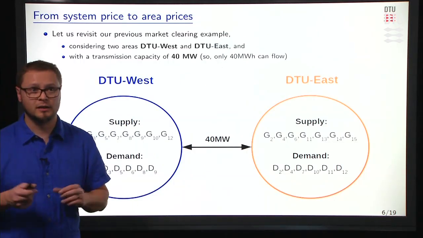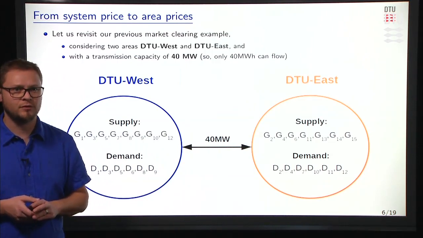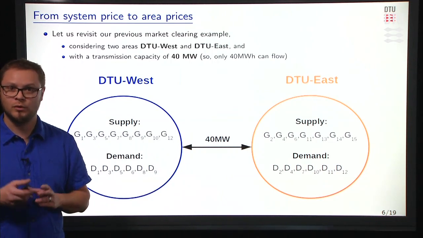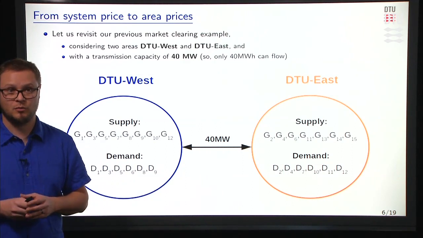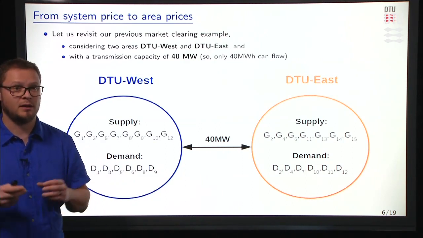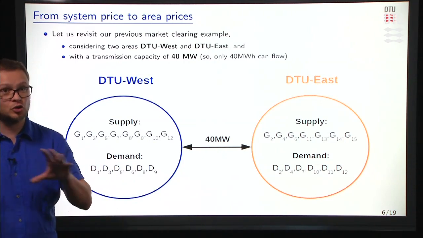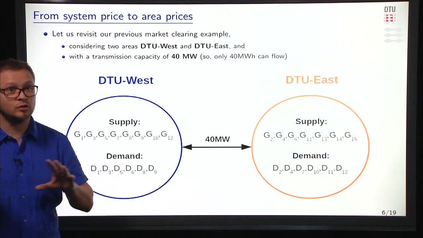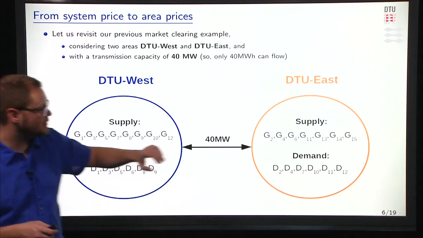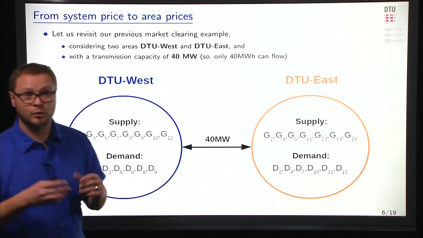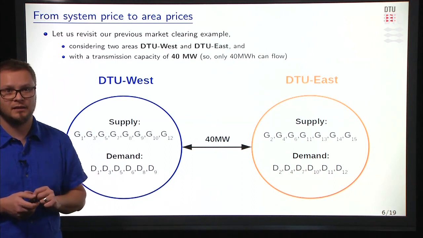So how does that work in practice? For discussing that, we're going to revisit our previous market clearing example. Remember that we said that all the suppliers and consumers were in the same market. Sure, they are in the same market, but now let's say they are in two different areas, two different sides of DTU. We're going to call them DTU West and DTU East. So we need to localize these supply agents and these demand agents.